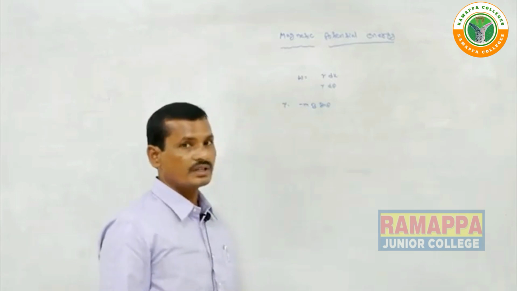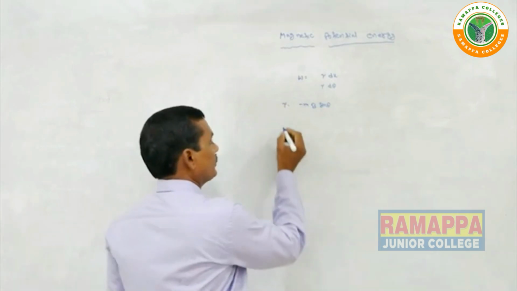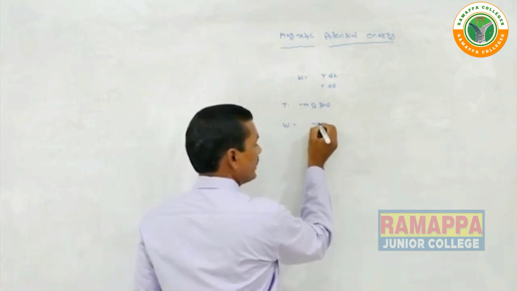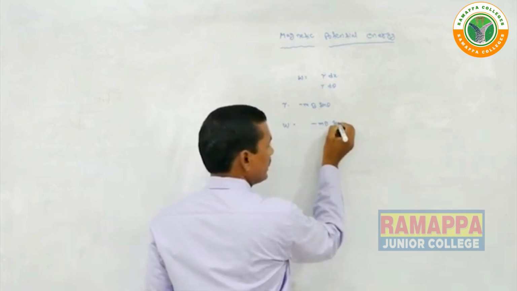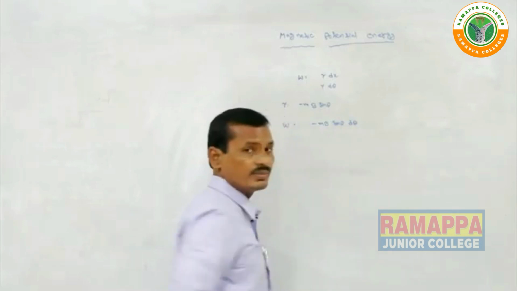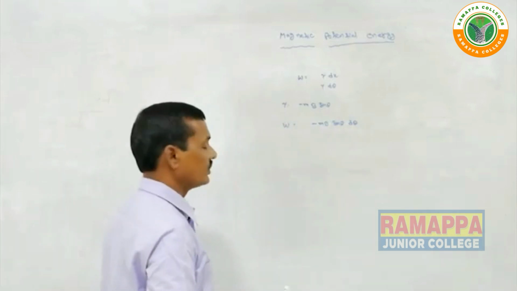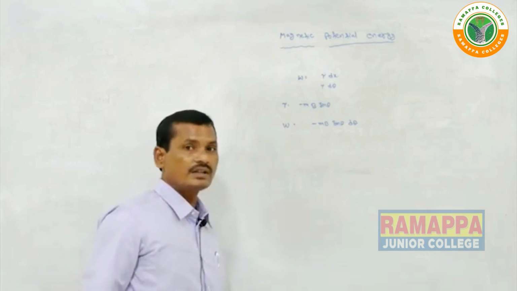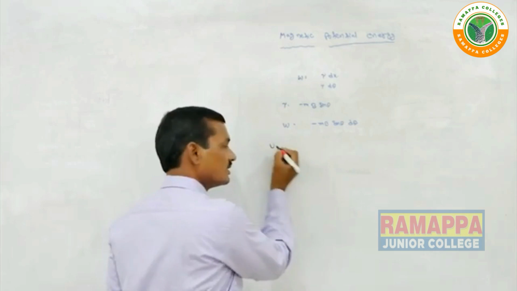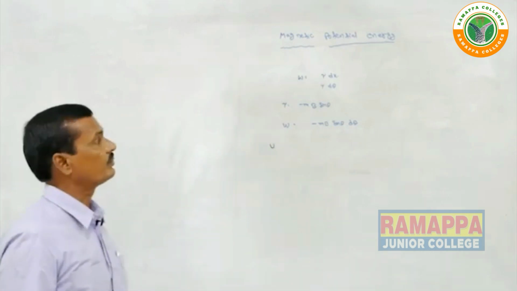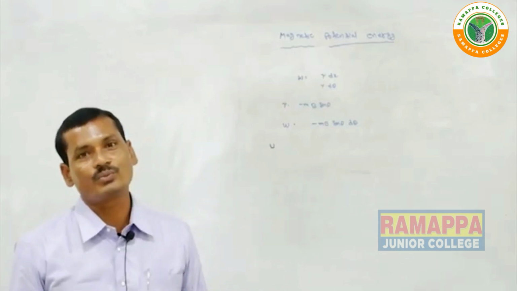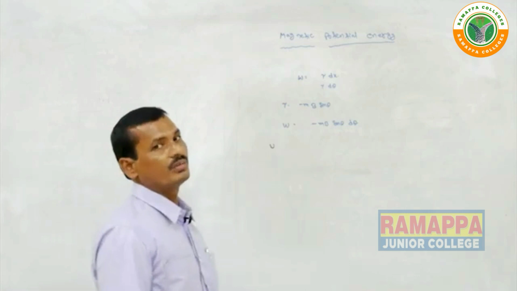Tau equals minus mB sin theta. Therefore, W equals tau into minus mB sin theta into displacement d theta. Displacement is d theta. Therefore, to calculate the total work done, that is called U. Total work done is stored in the form of potential energy. It is denoted by U.